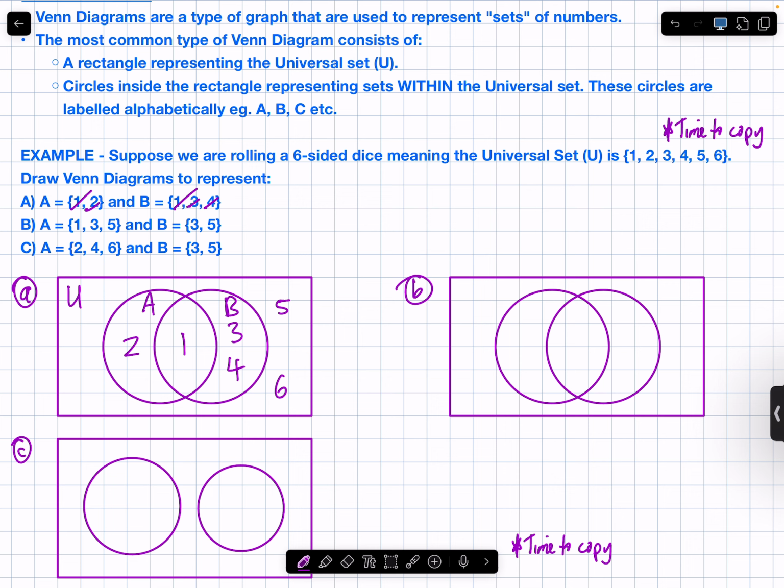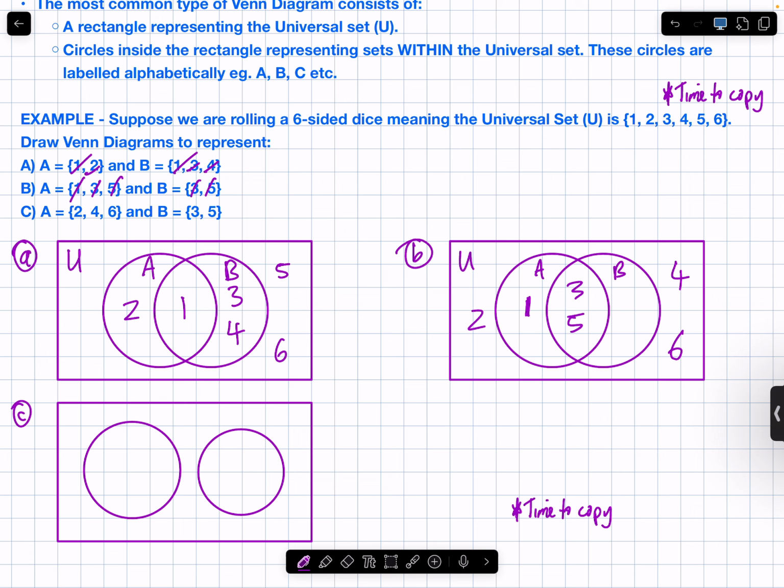Next one, B. Are there any numbers that will go into the overlap between the circles? Which one? 3 and 5. 3. 5. What only goes in A? 1. Is there anything that goes by itself in B? No. What am I missing from the universal set? 2 and 4 and 6.